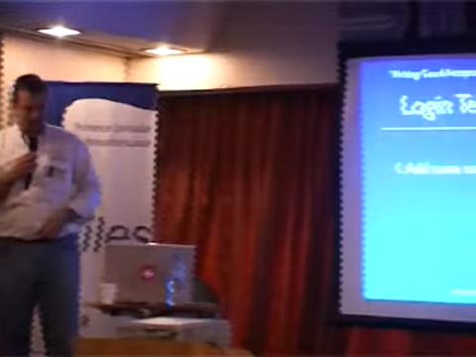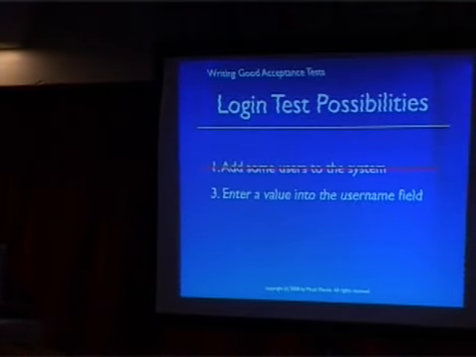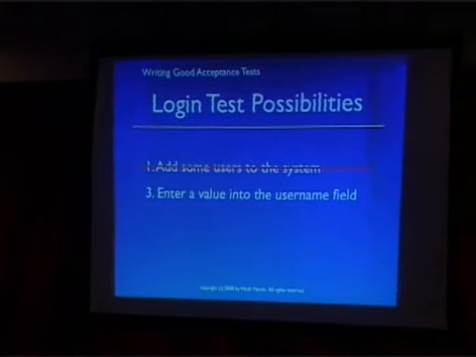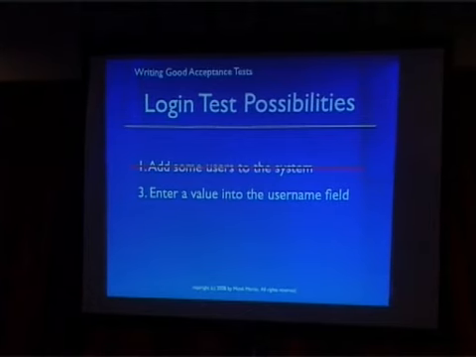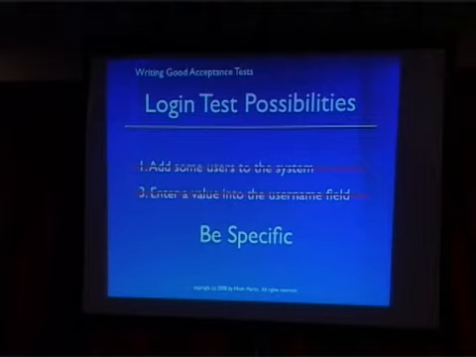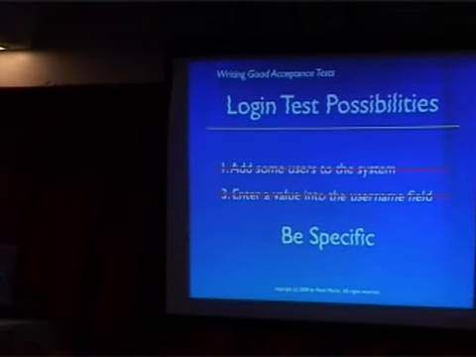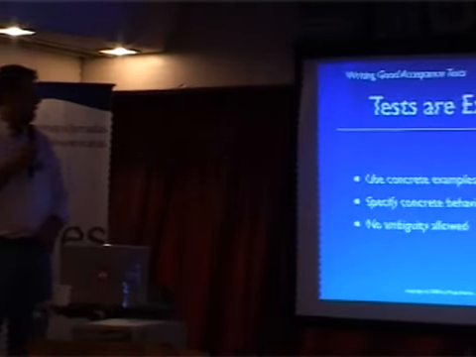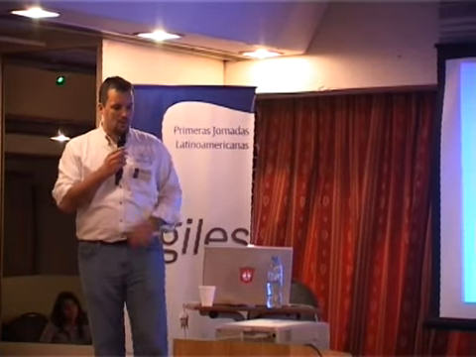Okay, so let's try again. Maybe your first step was, let's add some users to the system. Probably not the right first step. You might have said, enter a value into the username field. Again, there's something missing here. We need to be specific. Remember, our tests cannot be ambiguous. We need to use real data. So use concrete examples and no ambiguity.